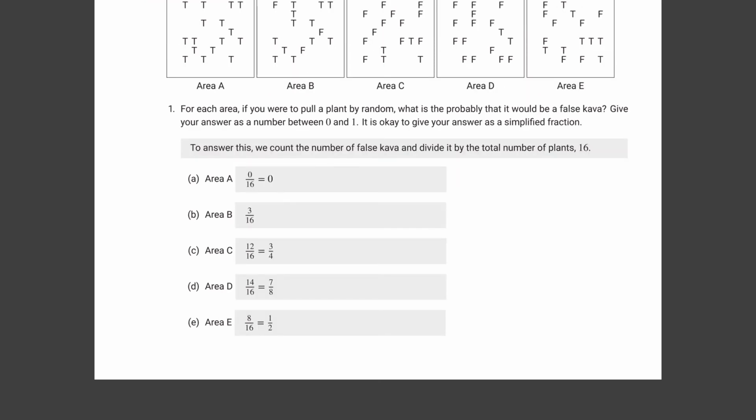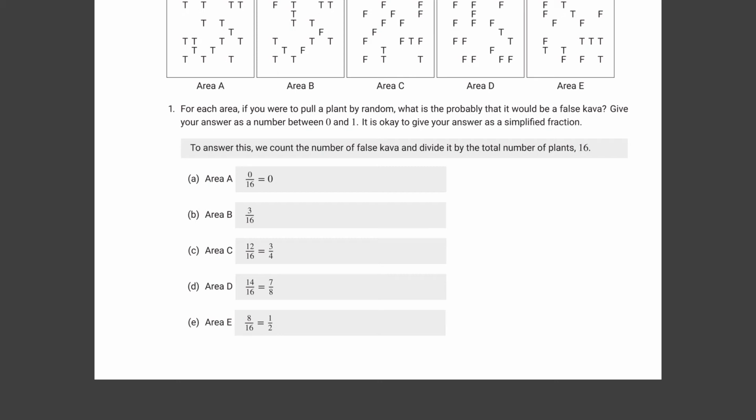Welcome back. So in Area A, we have no false kava, so the probability is 0. In Area B, 3 of the 16 kava are false kava, so the probability is 3 over 16. The probability for Area C is 12 over 16, which simplifies to 3 over 4. Area D has a probability of 14 over 16 and simplifies to 7 over 8.